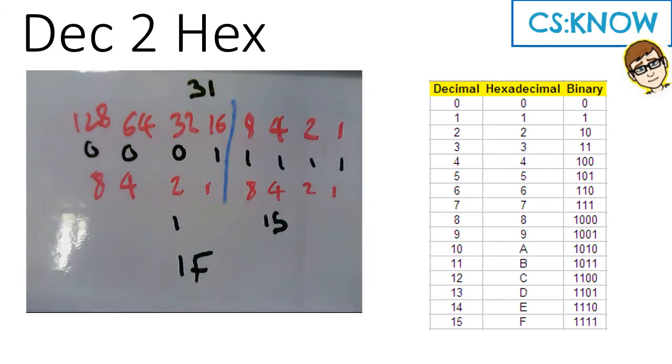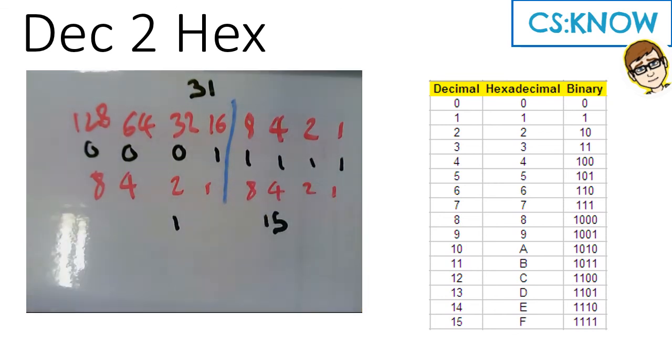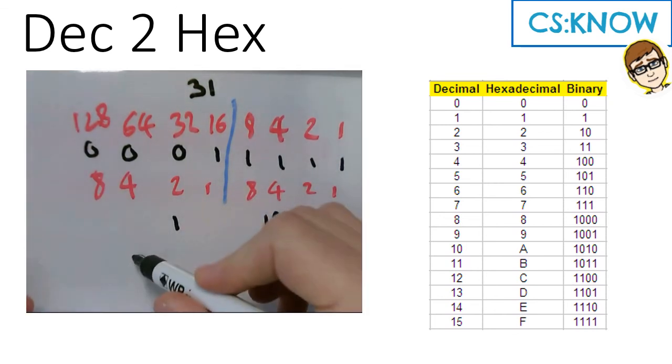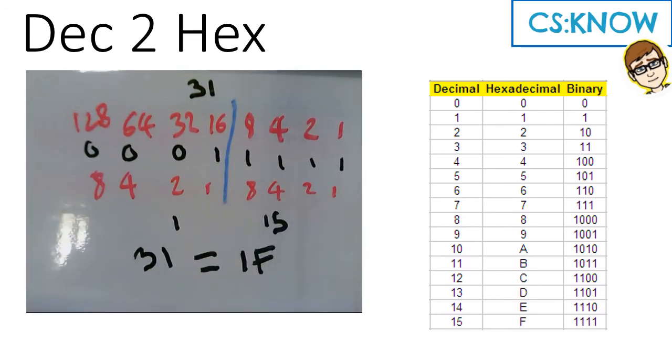So that's more of a 3-stage process. You've got to start off with your decimal number, convert that decimal number into binary, and then know how to do binary into hexadecimal. So 1F is 31 in decimal. And that's how we'd answer it.